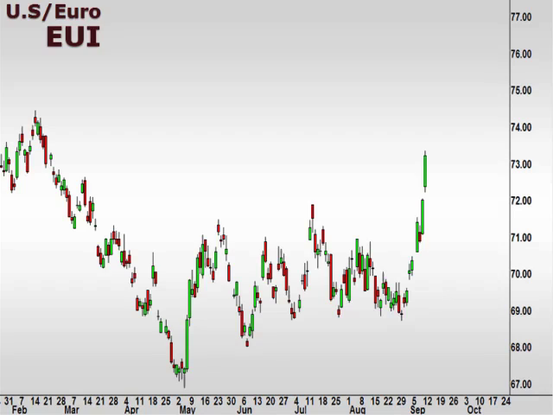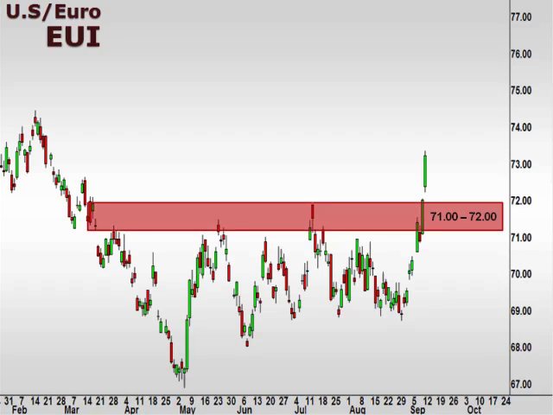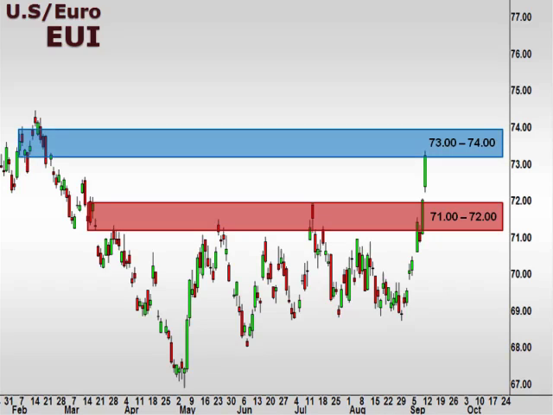Next up, the EUI, the US dollar versus the euro. The EUI broke a major resistance level at 71.72. This level now assumes the role of support. 73.74 is a key resistance level, and we are cautious of a pullback at this point. However, the trend does appear to be to the upside.